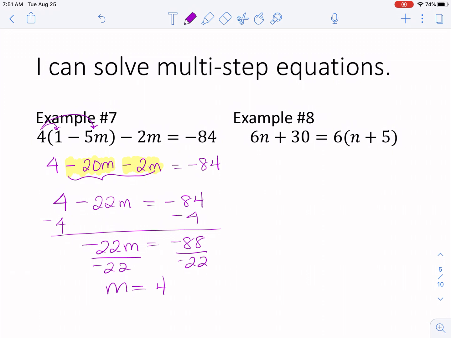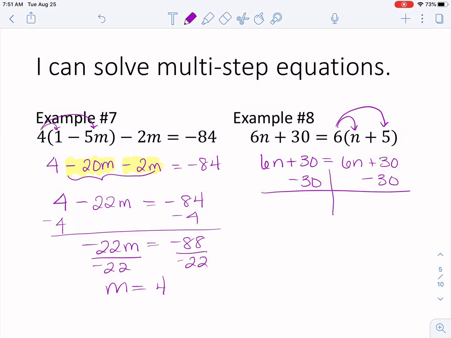Now, again, I would highly suggest pausing. Pause. Do number 8 in your notes. Then watch the video to verify your accuracy in solving this. All right, I'm going to distribute. 6n plus 30 equals 6n plus 30. Oh, the left side and the right side are equal to each other. Huh. Subtract 30.